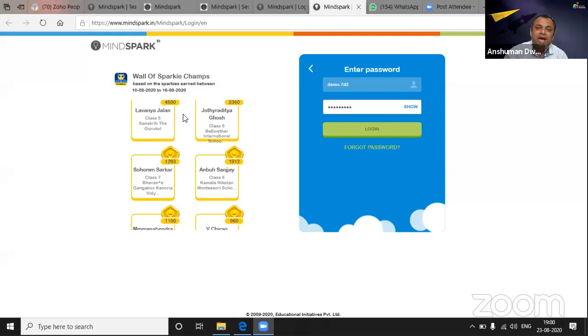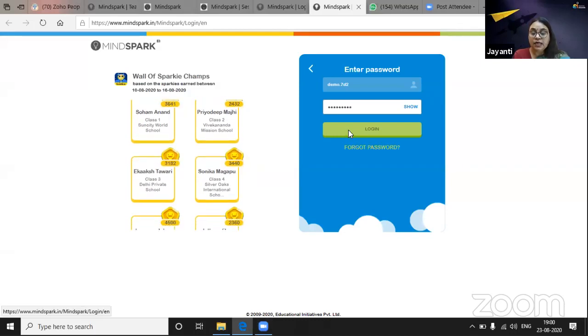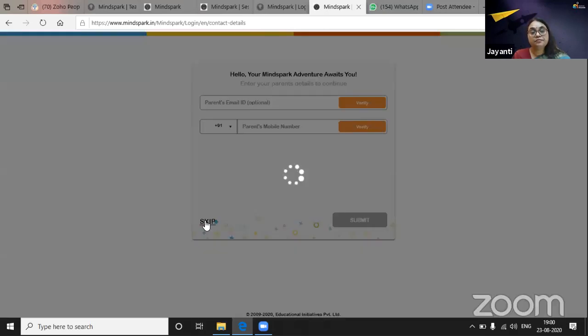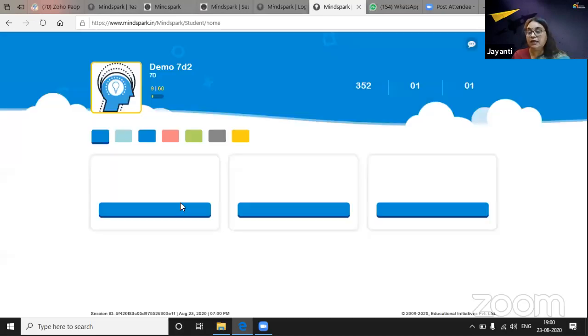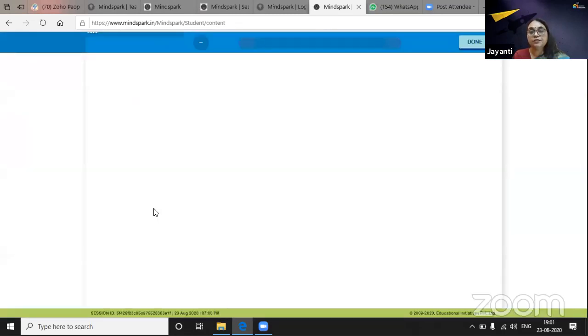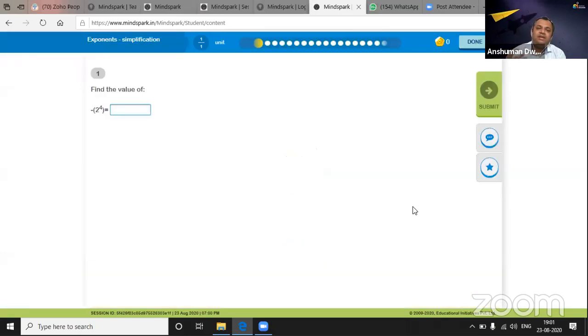Ma'am, can we see what kind of questions we have? Every student gets a username and a password. This is a demo username and password that I'm using. The teacher activates the topic that the teacher is teaching in the class, and students practice the same concept. Now we have done simplification, right? So let us do some questions on simplification. Each child gets access to MindSpark, a tool for solving questions. Yes, ma'am. Let's go ahead.